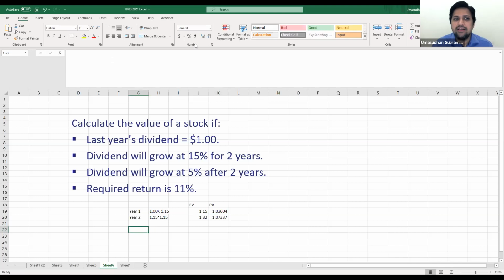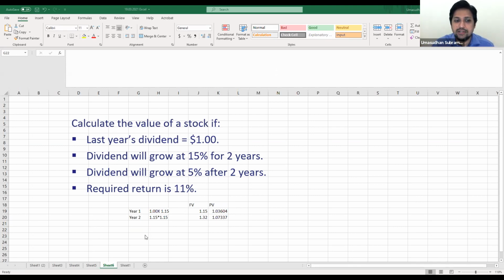And then now I need to arrive at a terminal value. You need to understand this word that I'm using. Terminal value is the dividend starting from year 3 until infinity. The value of that, using the simple Gordon growth dividend model, will give you the terminal value, right?